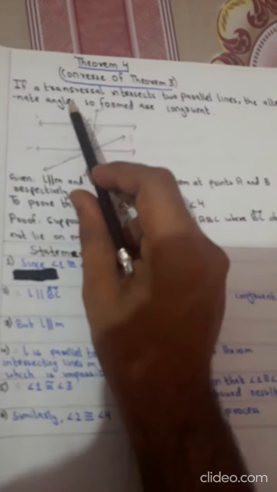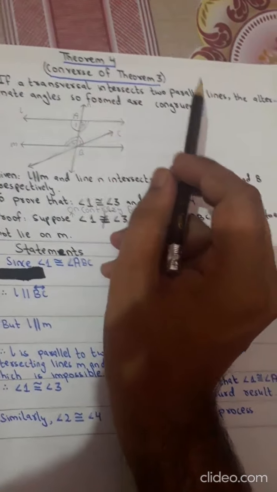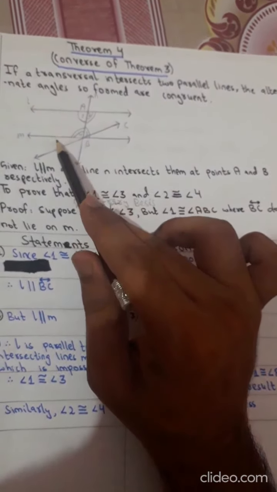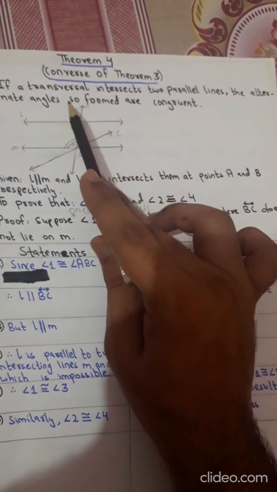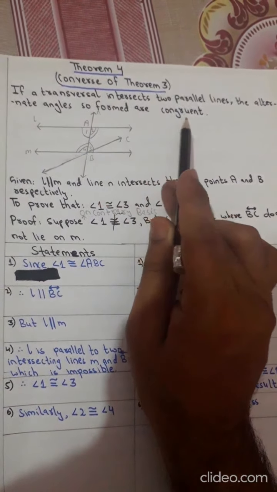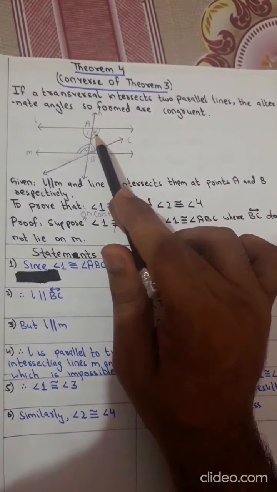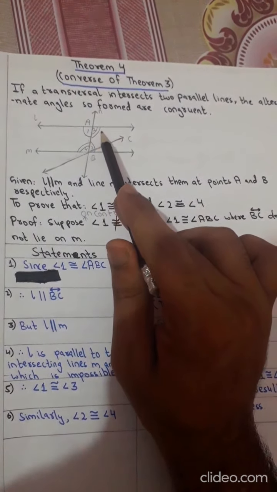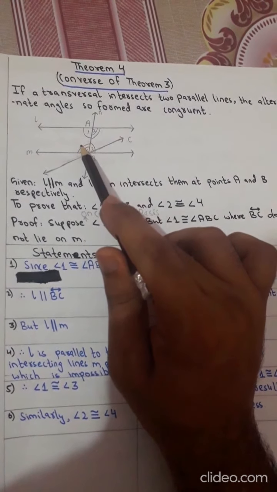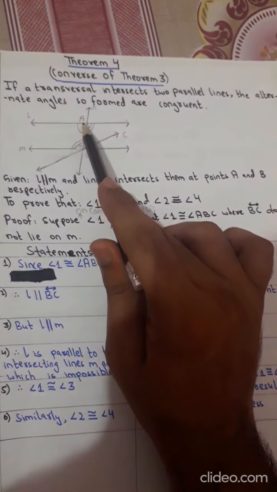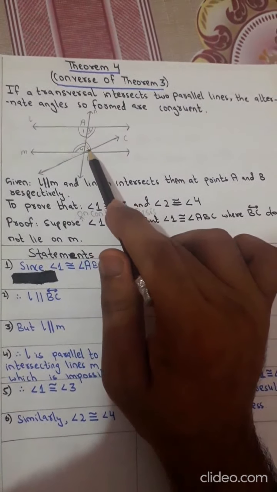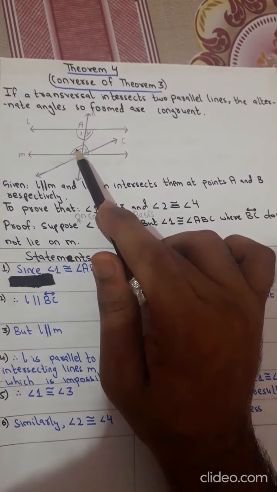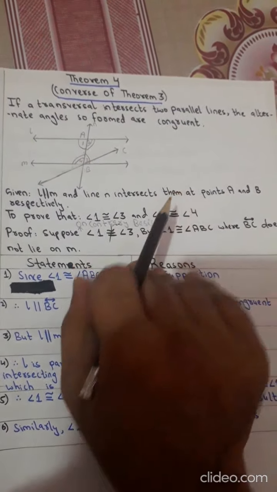Now in theorem 4, we have a transversal intersecting two parallel lines. We have a transversal line N intersecting two parallel lines L and M. The alternate angles so formed are congruent. This 1 is the alternate angle of 3, and this 2 and 4 is another pair of alternate angles. So these two pairs of alternate angles are congruent, meaning they have the same measurement, and that we have to prove.